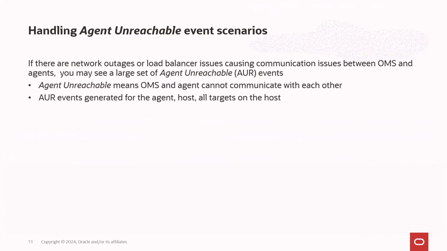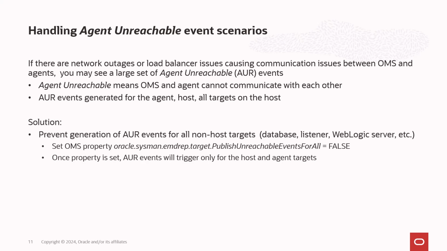Another use case for event compression is in the area of handling agent unreachable events that could trigger if there are network outages or connectivity issues between the OMS and the agents. If that occurs, then you may see agent unreachable events on the agents, hosts, and all targets on the host.